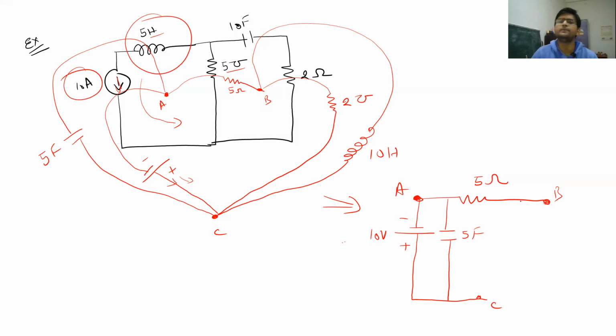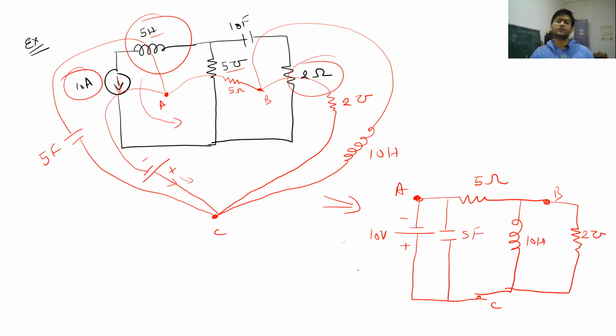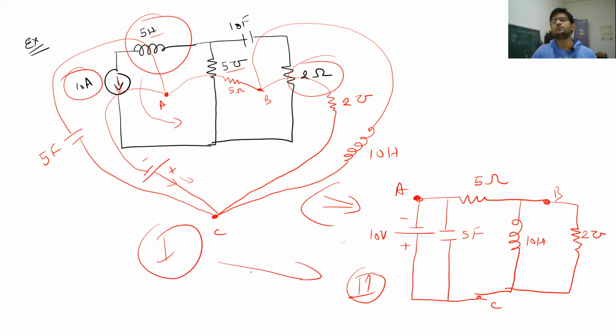Similar to that, between B and C we will have an inductor whose value will be 10 Henry, and finally we will have a conductance in place of this 2 ohm resistance whose value will be 2 mho. So it is written like this. So this is the dual circuit for this first one. So this is your first circuit, this is your second circuit, and these two circuits are dual. So this is how you can make dual of any circuit.